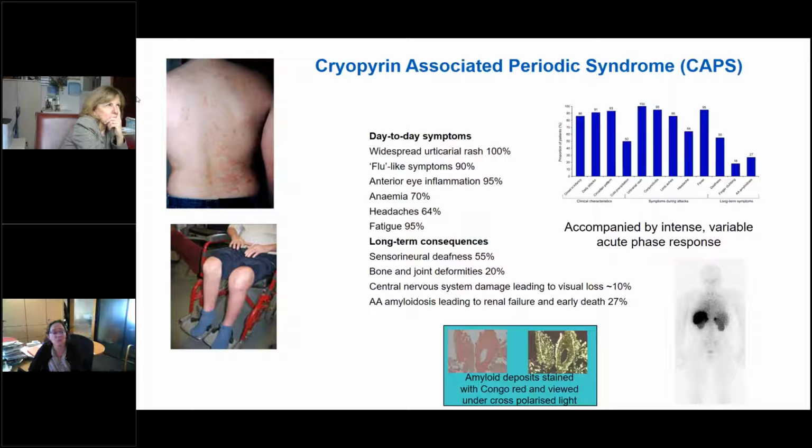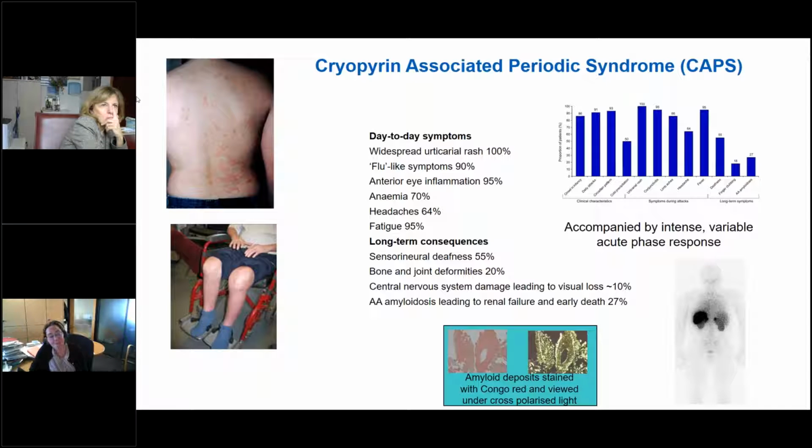This predisposes them to develop migraine later in life, and chronic fatigue is seen in almost all patients, which is IL-1 driven. This is associated with long-term damage. Through childhood, 55% of patients will develop a stepwise onset of sensorineural deafness, associated with, in almost all cases, normal acquisition of language, because they don't start losing their hearing until after they've acquired language.